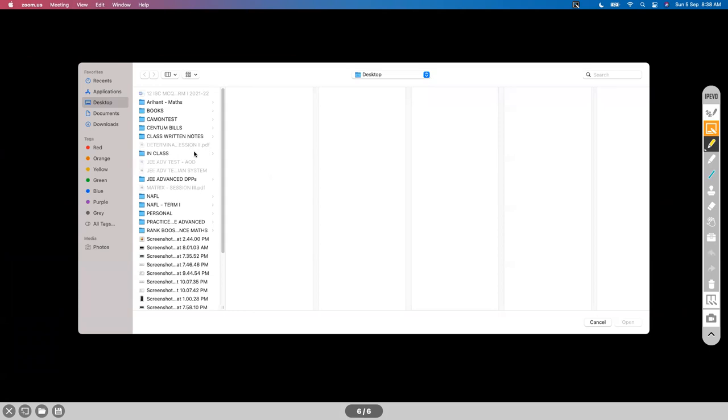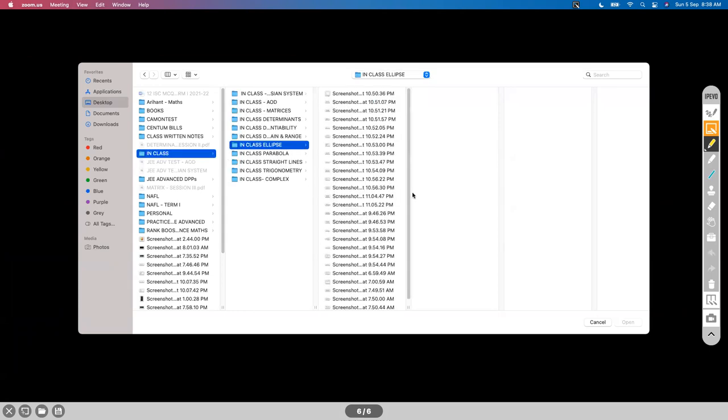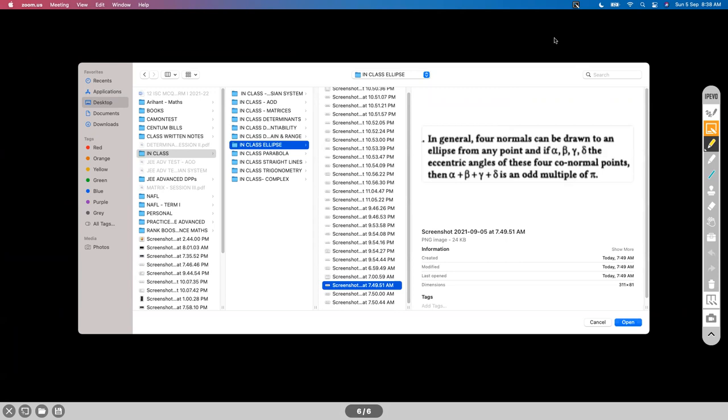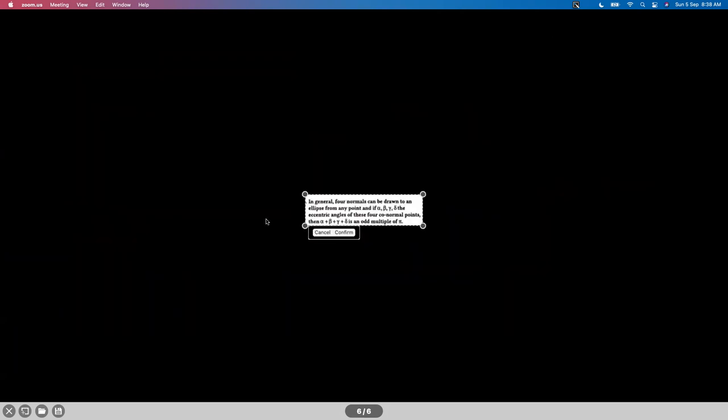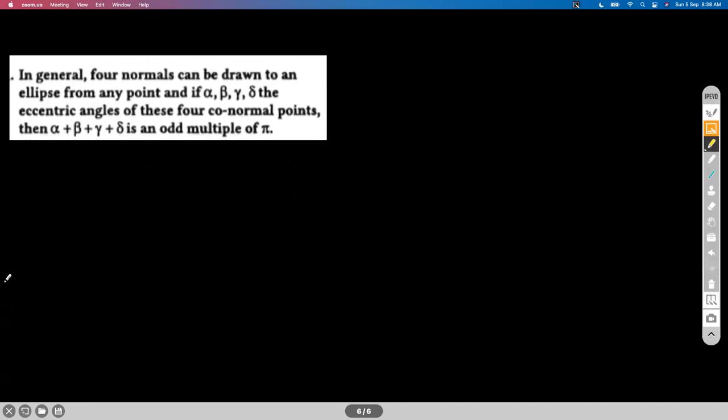All right. So let's take a simple property based question. So it's a question also, and it's a property also. Let's take this one. In general, four normals can be drawn to an ellipse from any point. And if alpha, beta, gamma, delta are the eccentric angles of these four co-normal points, then please prove that alpha plus beta plus gamma plus delta will always be an odd multiple of pi. So this is a property of co-normal points.